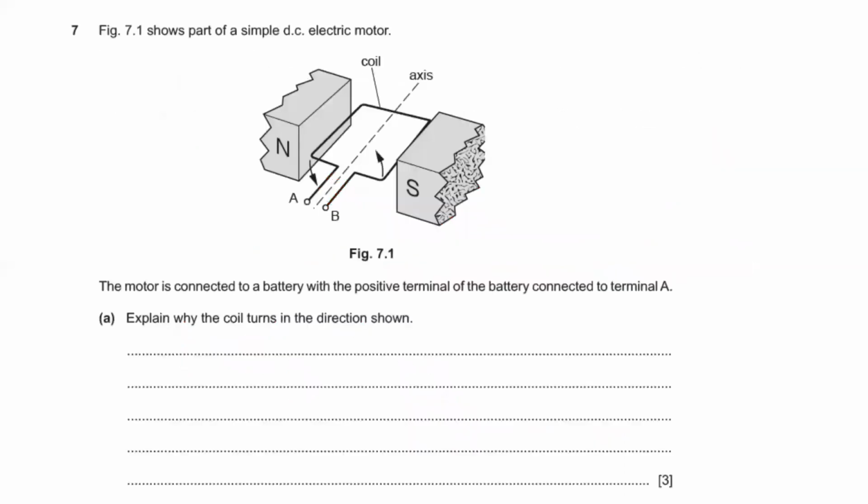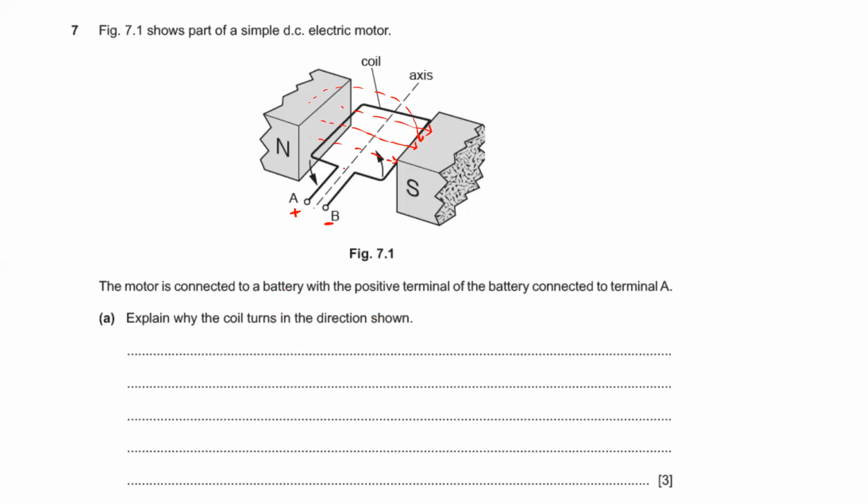Okay. So moving on, question number 7. The question number 7 says the figure 7.1 shows a simple DC electric motor. The motor is connected to a battery with positive terminal of the battery connected to the terminal A. So remember, this is the positive terminal of the battery. This is the negative terminal of the battery. And the magnetic field lines are going in this fashion, north and south. Again, if I draw the magnetic field lines, for example, this. First part, explain why the coil turns in the direction shown.